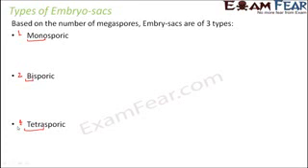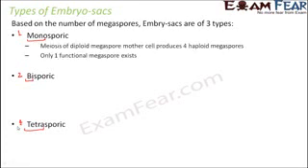So first we will talk about the monosporic embryo sac. So what happens in monosporic embryo sac? Now basically inside the embryo sac, how is megaspore formed? Megaspores are formed from the megaspore mother cell, also abbreviated as MMC, and this megaspore mother cell is a diploid cell. So this megaspore mother cell will undergo meiosis or reductional division and lead to the formation of haploid megaspores.